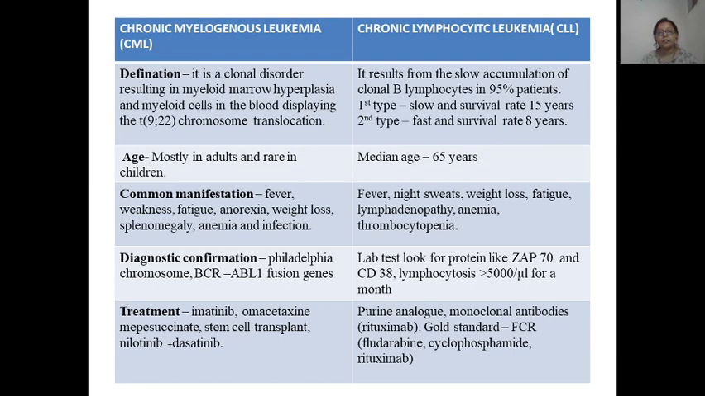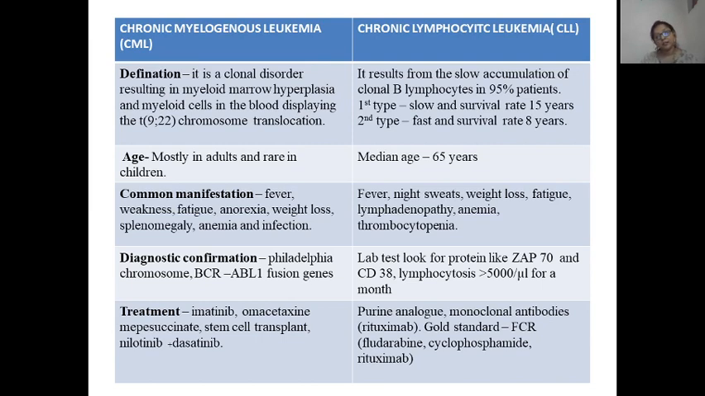lymphadenopathy, anemia, thrombocytopenia. And the lab test which should be done for this is finding out proteins like ZAP70 and CD38. Here, if the levels of CD38 and ZAP70 are decreased in patients of chronic lymphocytic leukemia, the patient shows a good prognosis. Also, we can check for lymphocytes which are greater than 5,000 for a month.